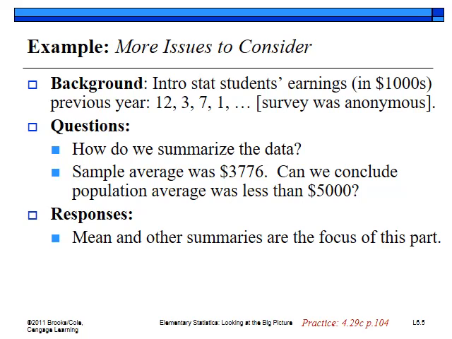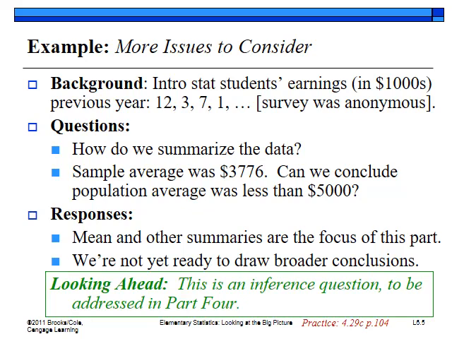We're going to focus on several different summaries. Mean will be one of them. We've seen that already. It's $3,776. But we're not yet going to be able to draw conclusions about populations. Remember, that's a question for inference, and we'll talk about that soon.